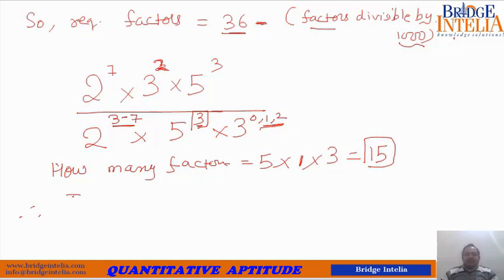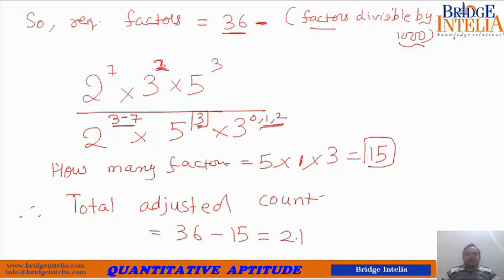Therefore, total adjusted count. You have to adjust your count. 36 minus 15. So this comes out to be equal to 21.